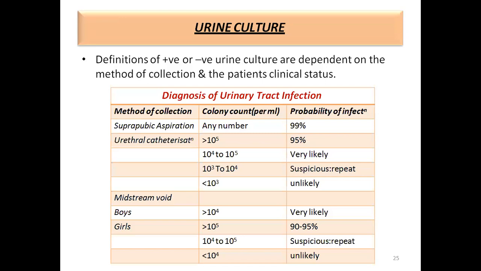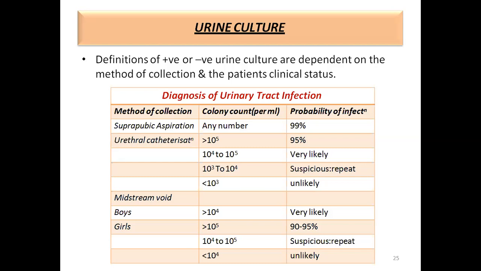After microscopically assessing the urine, we also have the process of urine culture, which is usually done in order to assess which type of organism is actually affecting the person suffering from UTI. So, diagnosis of UTI: how many organisms would usually be found, and what is the likely assessment or the probability of an infection.